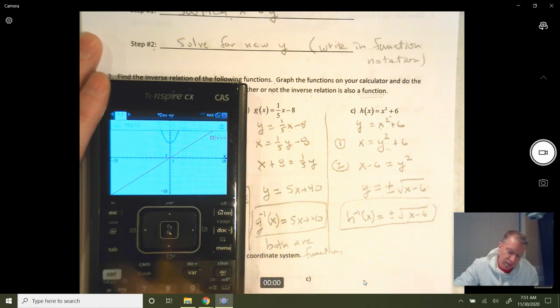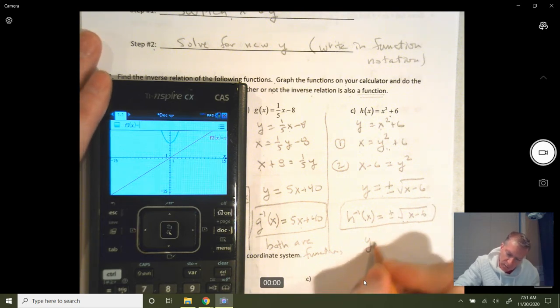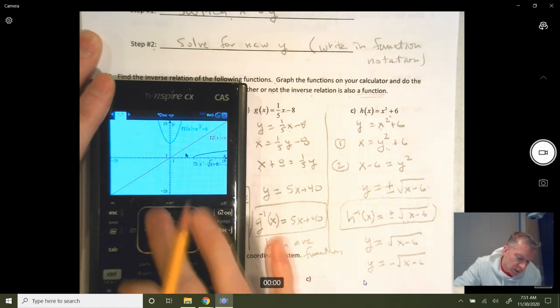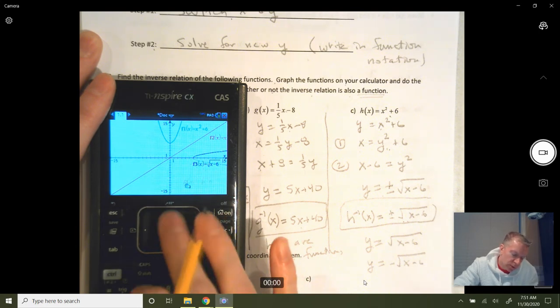Okay, so let's type that in. So we have to type in this. Now you can't type that all in one thing. So we have to first type it as y equals rad x minus 6, and then we need another one, y equals negative rad x minus 6. And then y equals opposite of rad x minus 6. Okay, and you can see that thing. Let's move that out of the way because it's got two of them there.